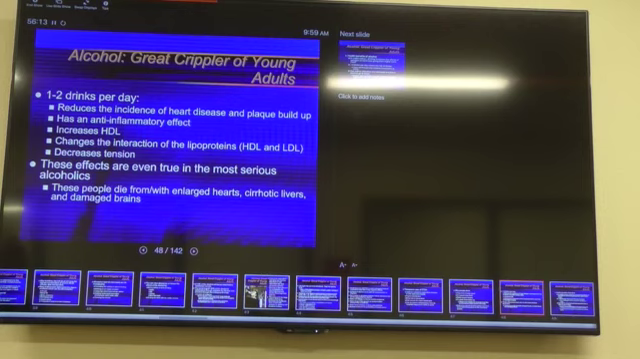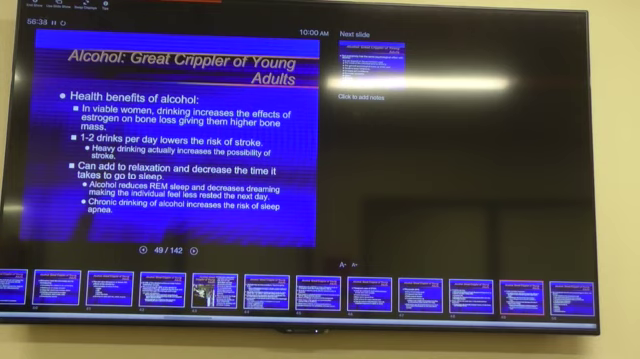These effects are even true in most serious alcoholics. So that first drink they take during the day, it actually will help them. Unfortunately, they just keep drinking, and now they've got a problem. These people die from enlarged hearts, cirrhotic liver, and damaged brains, but at least they are a little bit healthy.